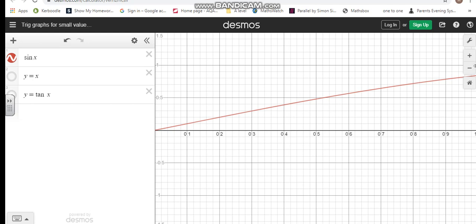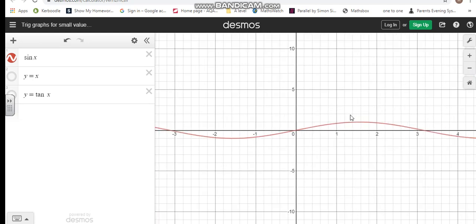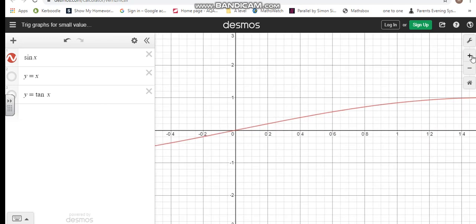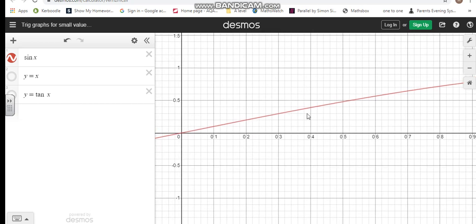That doesn't look like y equals sine x. If I just zoom out a little bit, you will see we've got y equals sine x. But what we're interested in is the section for the very small values of x, so 0.1, 0.2, 0.3 radians. And often we don't necessarily always need an exact answer.